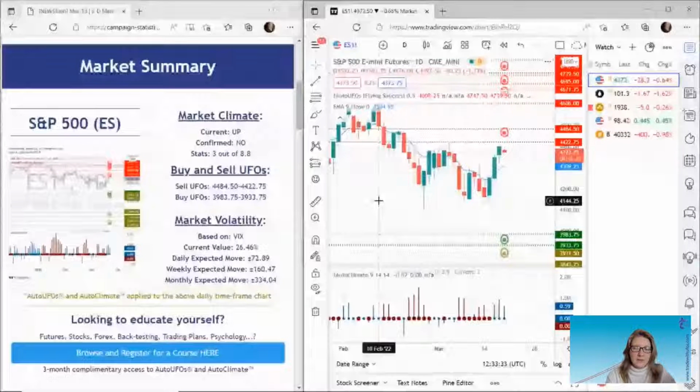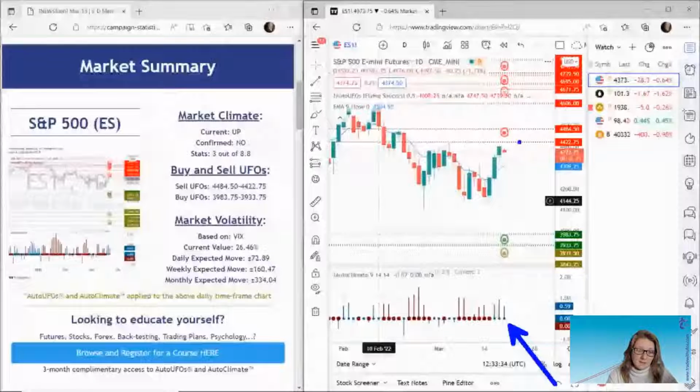Okay, so with the S&P 500, we see on our AutoClimate app a thin dot. That tells us not enough probability either way. It's not quite sure what it's doing. So we don't need to trade it. No need to trade this on this time frame if there's not enough probability one way or the other.